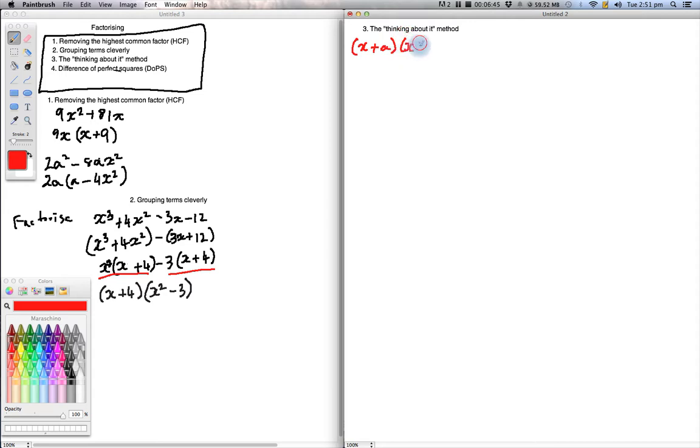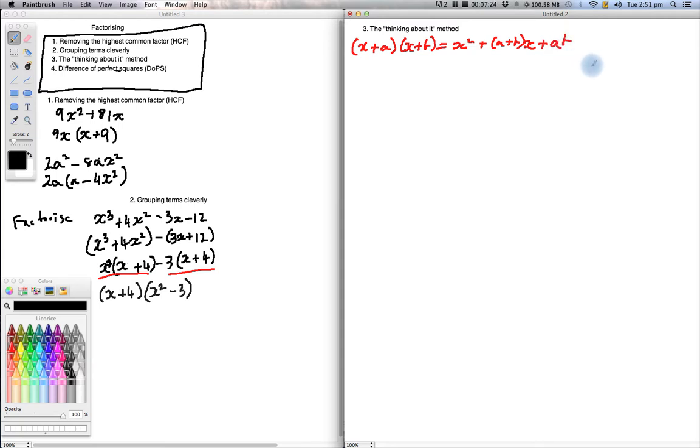times x plus b, you get the general result of x squared plus, first you add the two numbers multiplied by x, and then you times the two numbers a, b. So that's our general result that we learnt last time. So to get the middle term, you add a and b. To get the last term, you multiply a and b. So what the thinking about method involves is first looking at this last term and thinking which two numbers could a and b possibly be.